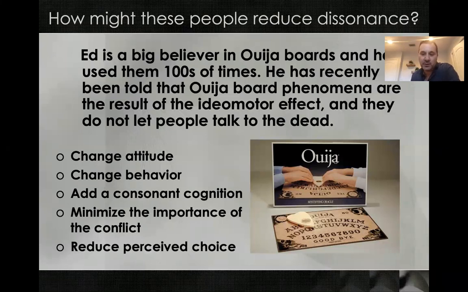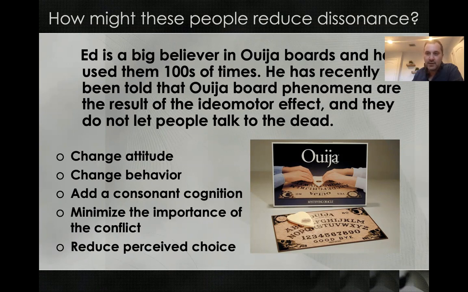And finally, he could reduce his perceived choice. He could say something like, well, the only times I play with Ouija boards is when I'm at a party and people bring it out. I have to go along with it because that's what everyone else is doing. So I don't really have a choice in the matter. I'm kind of forced to go along. And that would also reduce his cognitive dissonance.